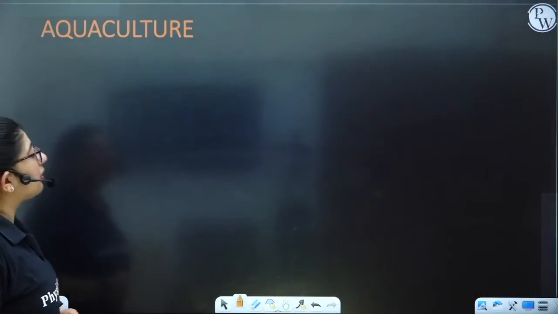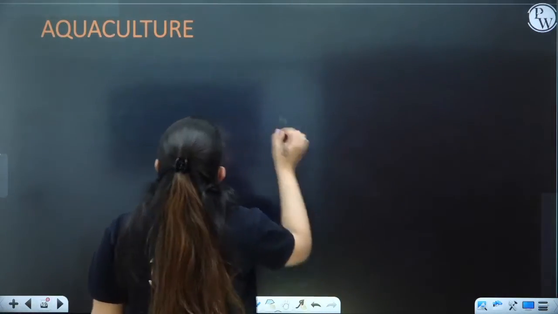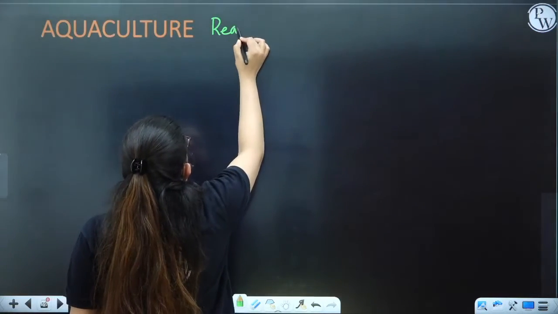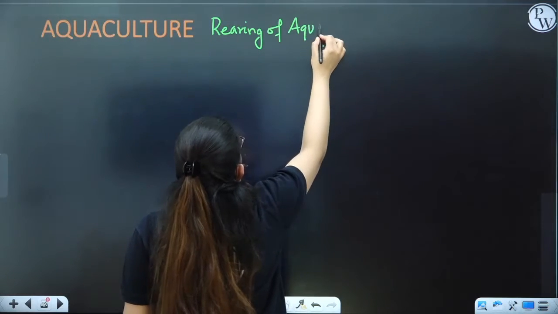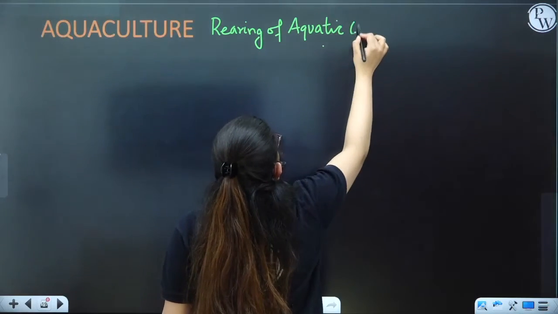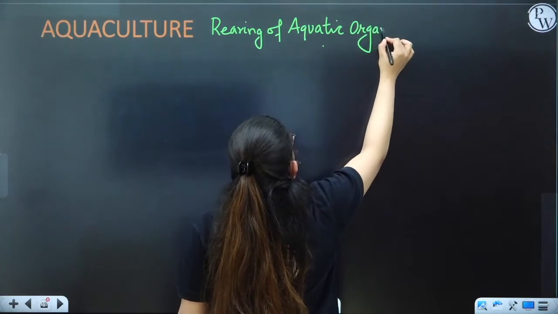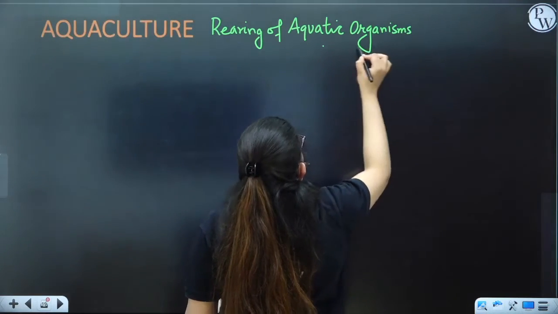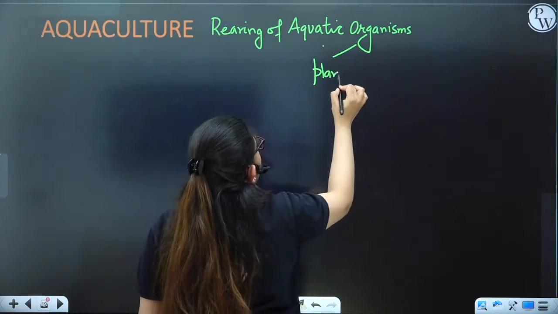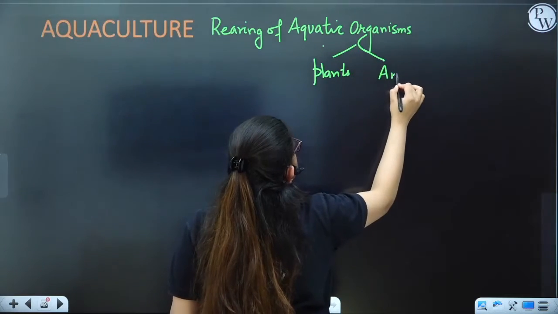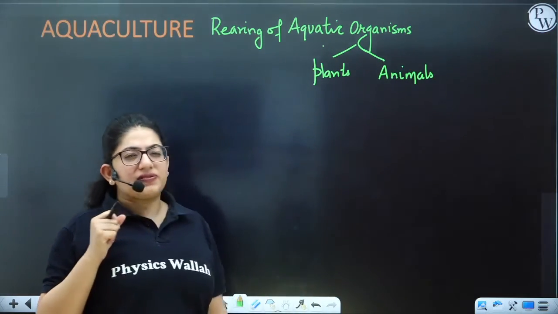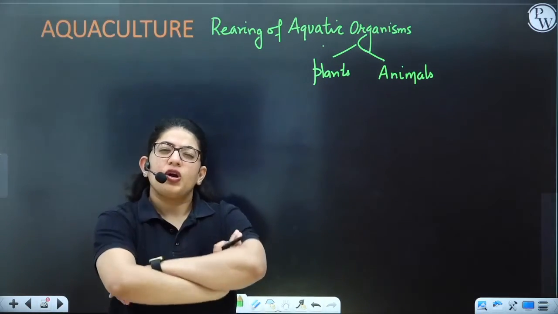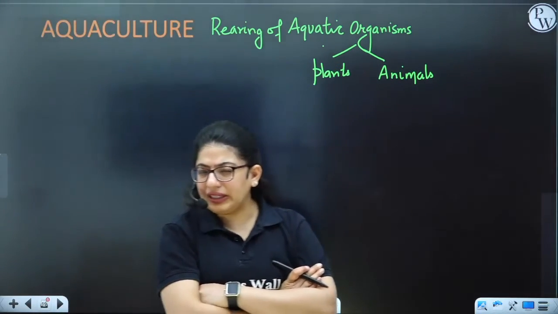Let's talk about aquaculture. So what is aquaculture? Aquaculture is the rearing of aquatic organisms. When I say the rearing of aquatic organisms, I am talking about plants as well as animals. You will say, okay ma'am, animals is fine, fish. What about plants? What are those aquatic plants that we need?